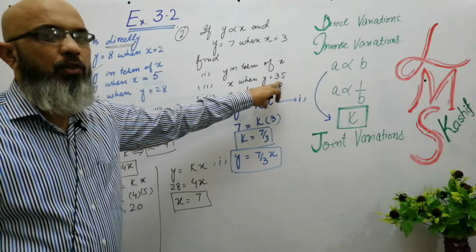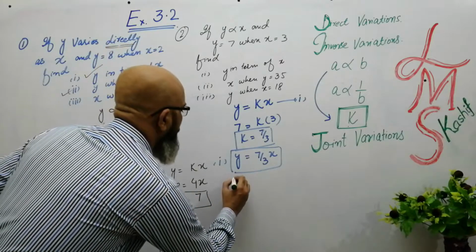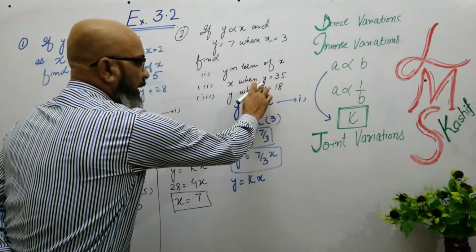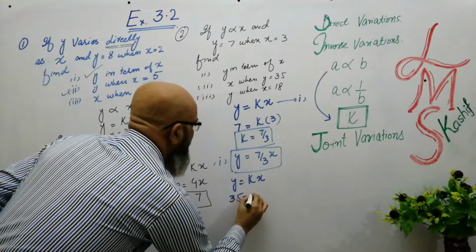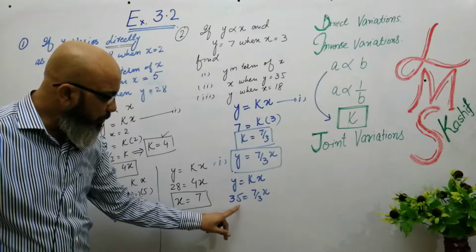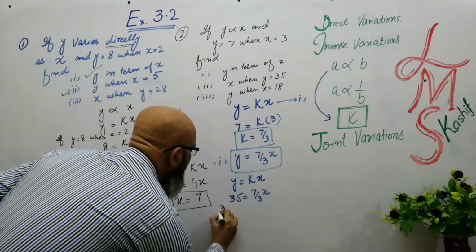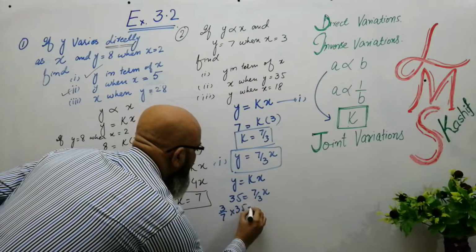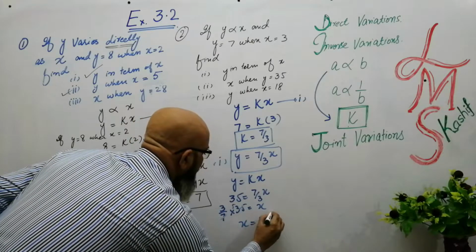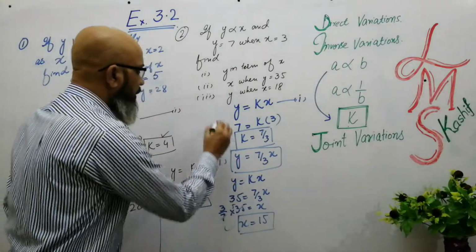Find x when y is equal to 35. Then y is equal to 35. We again write this equation, y is equal to kx. Given value of y is 35. What is the value of k? That is 7/3. When you move 7/3 in this way, it comes its reciprocal, means we will multiply 3/7 into 35 is equal to x. 7 5s are 35, so x is equal to 5 3s are 15. This is your answer of the second question.